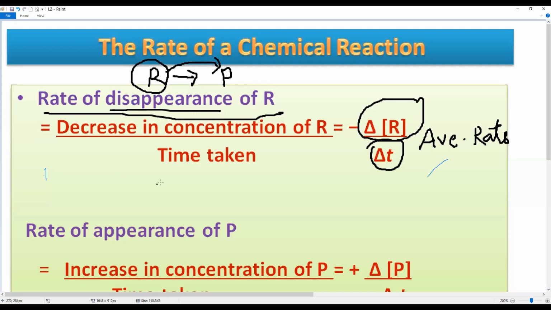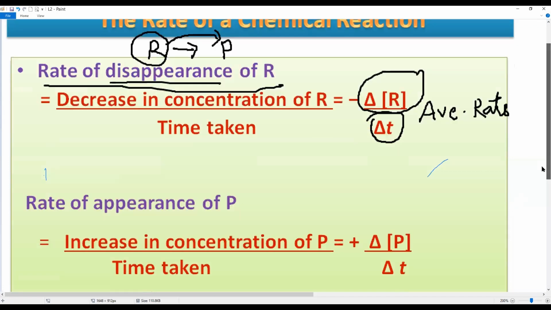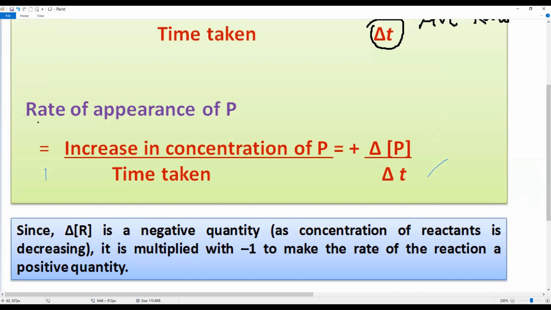So similarly, as product formation is occurring during the chemical reaction, you can also write the chemical reaction in terms of the rate of appearance of a product. Why am I writing appearance over here? Because the product is going to form, it is not going to disappear, it is going to form successively, right? So the rate of appearance of P can be written as the increase in the concentration of P upon time taken. So it will be plus delta P upon delta t, right?